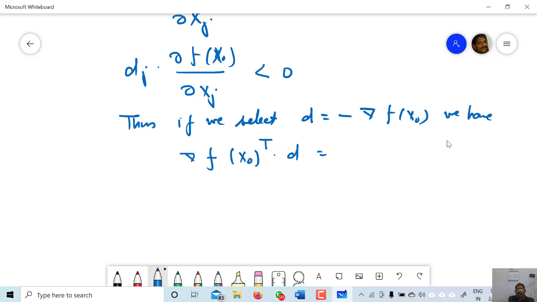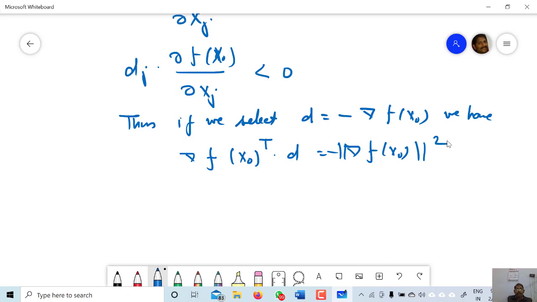This will be, because the value of d is this one, therefore it will be multiplied by this one, and the gradient becomes the double differentiation, that means Hessian. Double differentiation is called the Hessian, and because of this minus sign it will be written as f of x0 whole square.